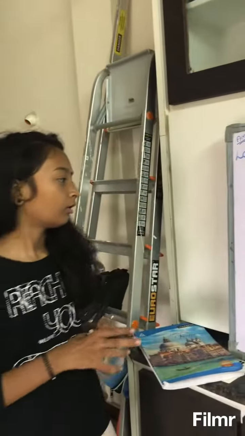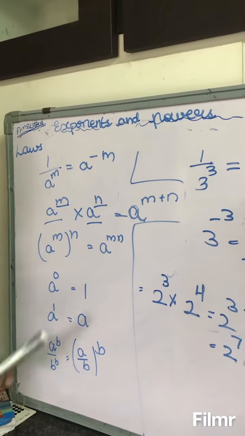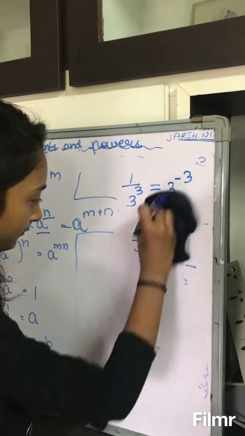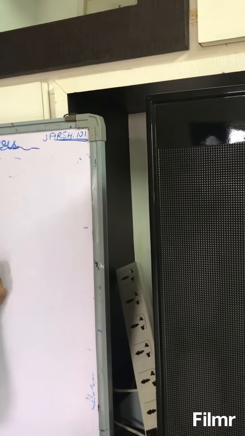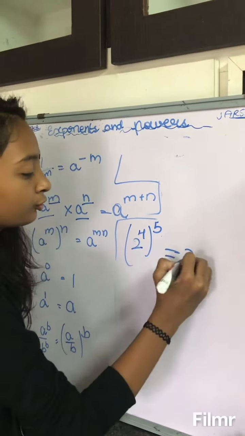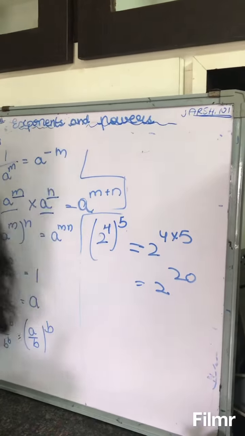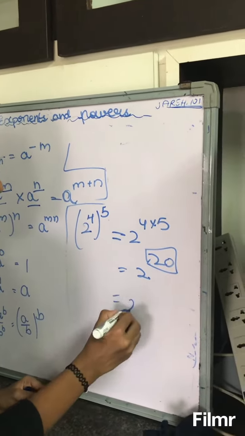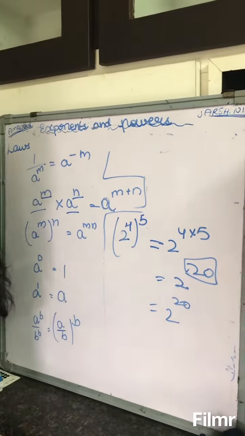And now, a to the power of m whole to the power of n is equal to a to the power of mn. For example, 2 to the power of 4 whole to the power of 5 is equal to 2 to the power of 4 into 5, 2 to the power of 20. Sometimes you get a number which you cannot work out, so you can just write it in exponential form, and leave it like that.